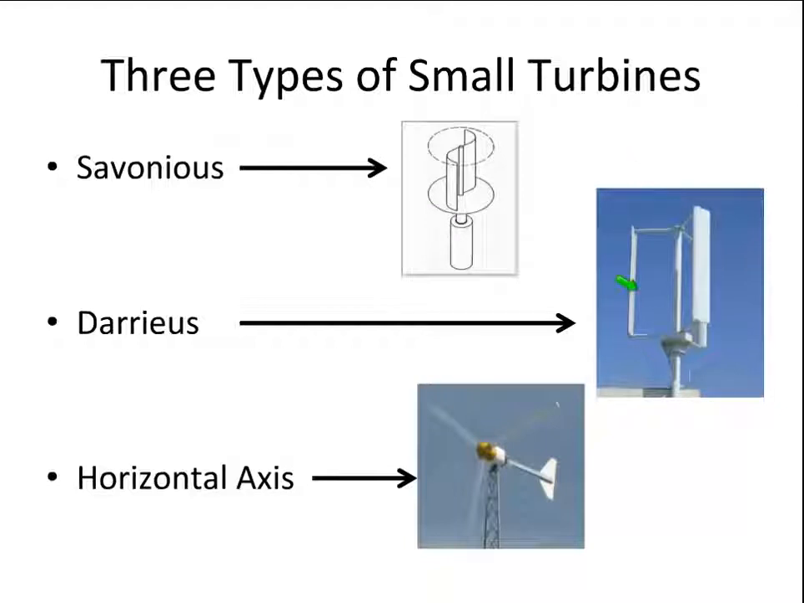The same with the Darrieus, wind can come from any direction, but it's different in the fact that it has airfoils for blades. This does not have airfoils for blades, thus it's predominantly a drag machine. This has airfoils, thus it has a lot of lift and a little bit of drag. And those lift forces cause that to be able to spin much faster than this type of machine. The horizontal axis turbine, similar to the Darrieus, has airfoil blades, and those airfoil blades cause that to be able to spin much faster. And we'll talk about some of the pros and cons of these different designs.